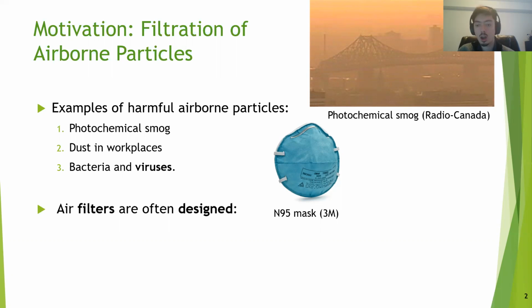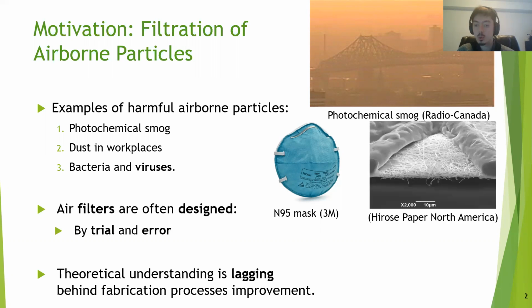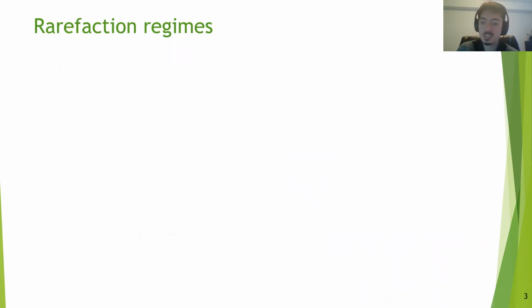And often those air filters are designed by trial and error. Theoretical understanding is lagging behind fabrication processes improvement. For example, it is widely known that using nanofibers in conjunction with microfibers leads to more efficient filter design. But whether it is better to put the nanofibers in layers or to put them well mixed in microfibers, as in this geometry, is still a matter of debate. One of the reasons for this is that flows around nanofibers are in the rarefied regime.